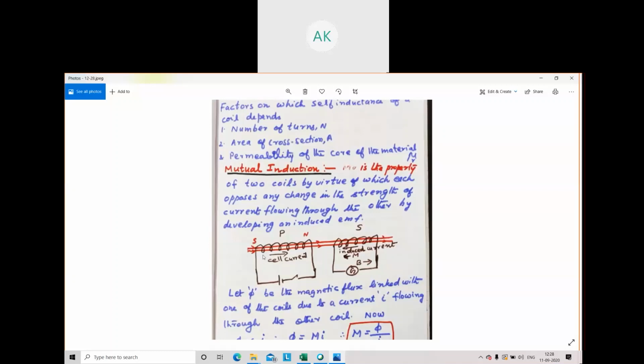So here the south pole will be developed, and this end will be the north pole. So it becomes a magnet. The magnetic field lines outside go from north to south.